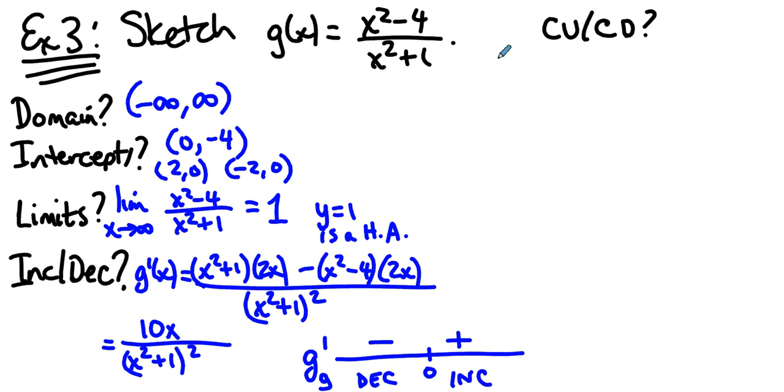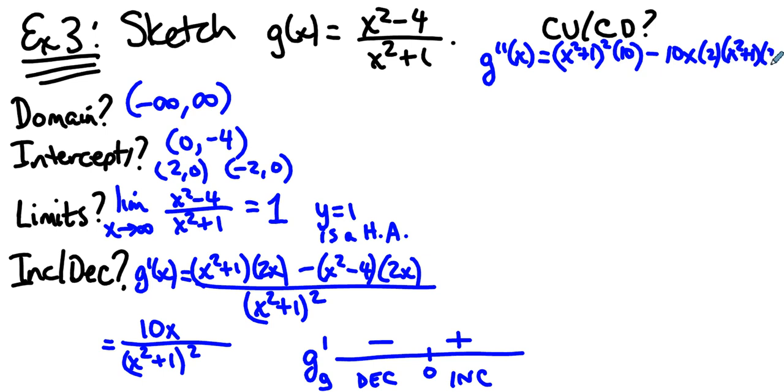So then we look at the concave up, concave down piece. That's G double prime. Well, G double prime, that's the bottom times the derivative of the top minus the top times, oh goodness sakes, it's the chain rule. For the rest you won't be scared, it's all over the bottom squared. So what is this?